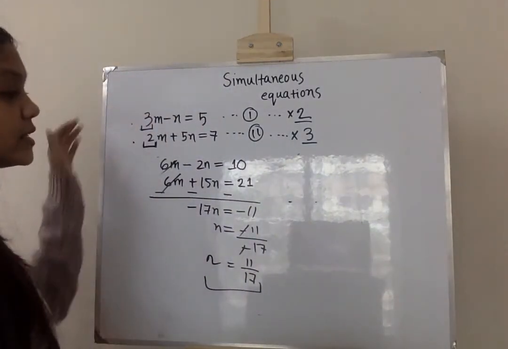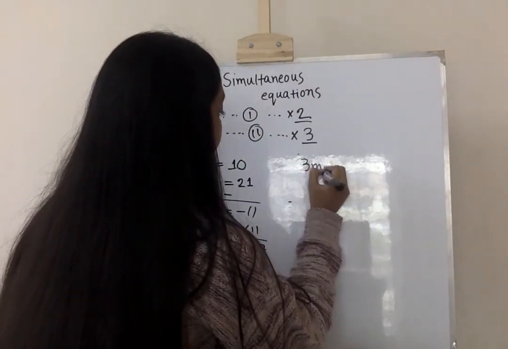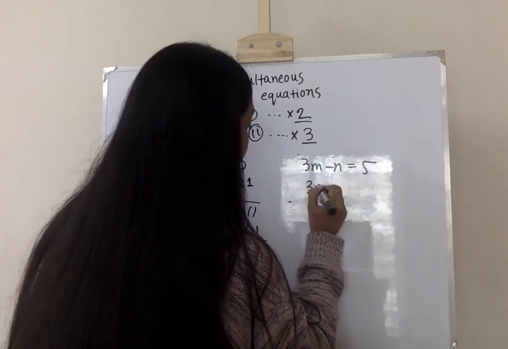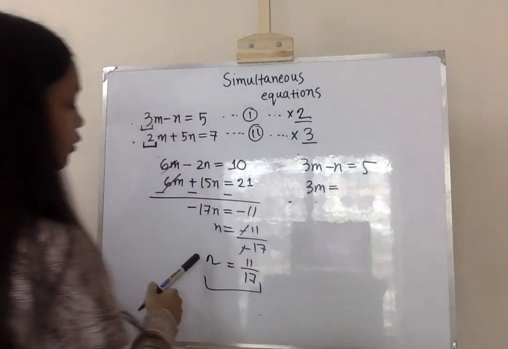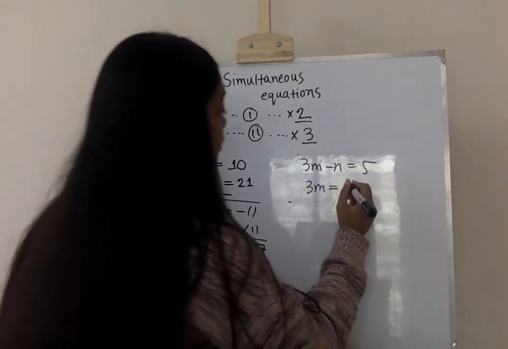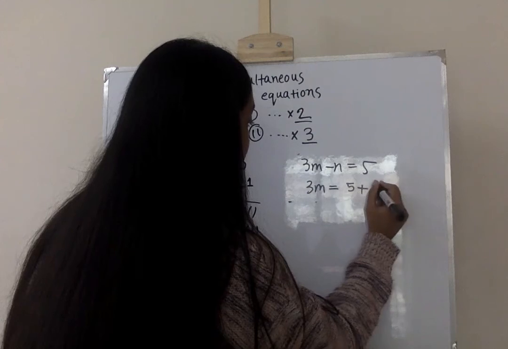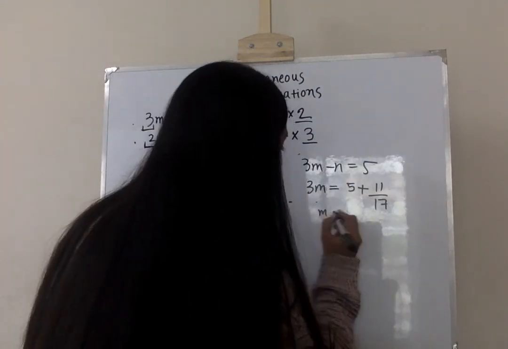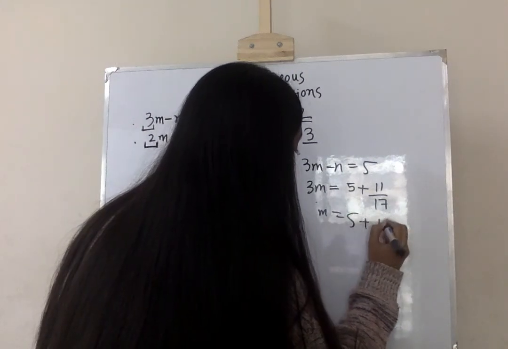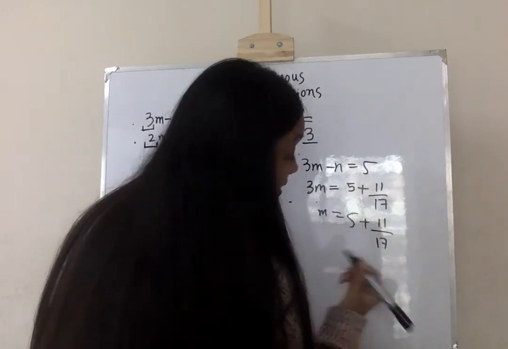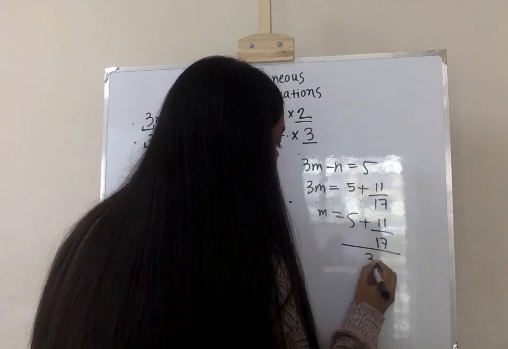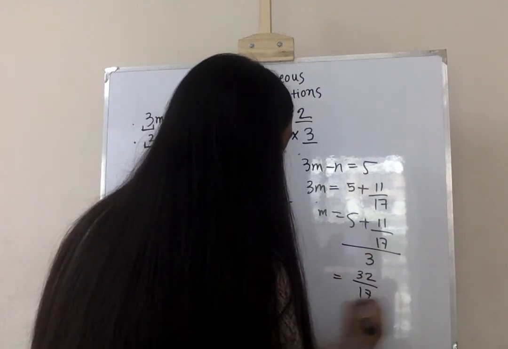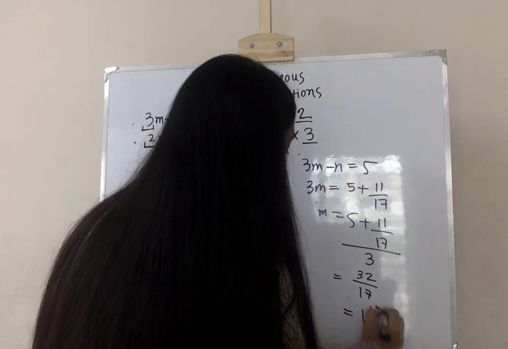Now I am taking the first equation. 3m minus n is equal to 5. 3m is equal to 5 plus 11 by 17, since we know the value of n to be 11 by 17, and I have shifted the sides. Then m is equal to 5 plus 11 by 17 divided by 3, which is equal to 32 by 17, or you can write it as 1 whole 15 by 17.